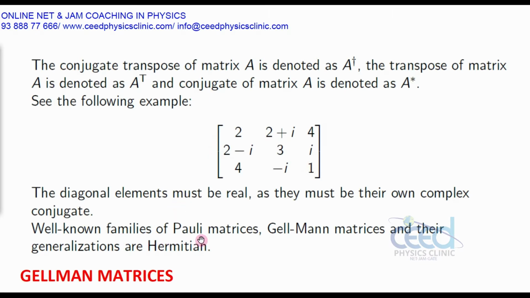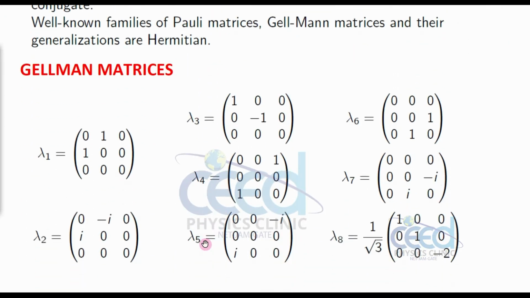The well-known families of matrices we have already discussed, Pauli spin matrices and Gell-Mann matrices, are all examples of Hermitian matrices. I can show you the Gell-Mann matrices. See, this is a Gell-Mann matrix and this is another one. There are eight kinds of Gell-Mann matrices. These are all examples of Hermitian matrices, so keep that in your mind.